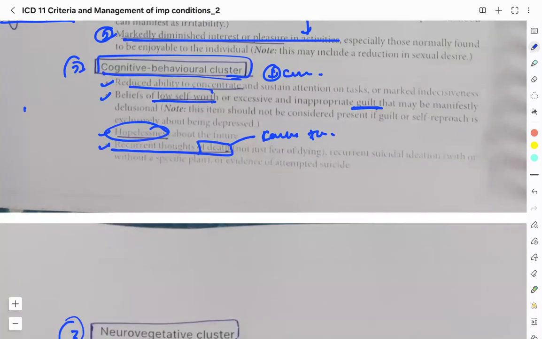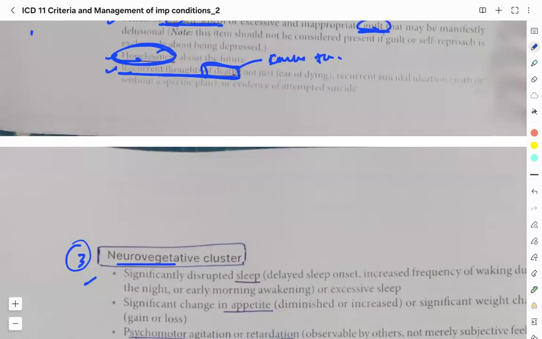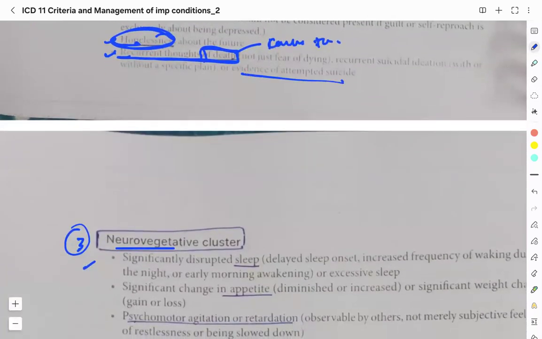So I'm repeating this again. The patient will have decreased concentration, may have low self-worth and feeling of guilt, may have hopelessness, and recurrent thoughts of death. Okay. And even evidence of attempted suicide.